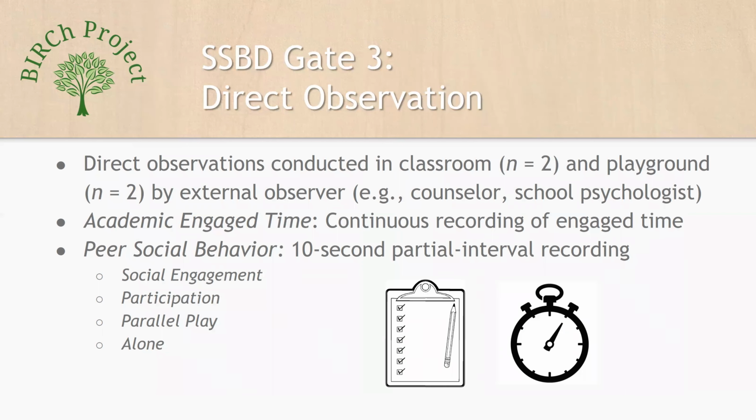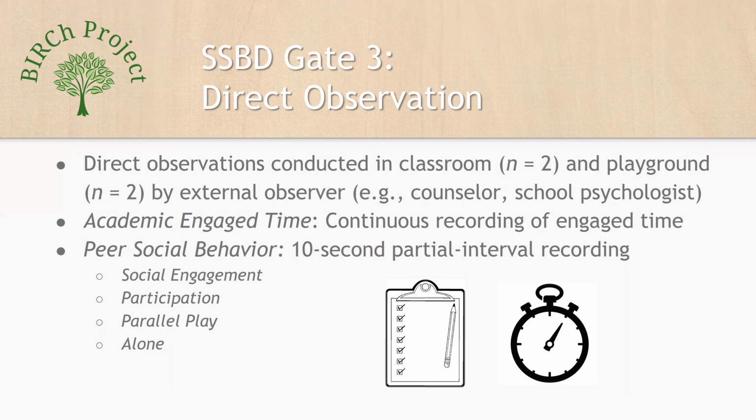For those students who exceed the criteria on those 2 measures in the second phase, an external observer observes each student twice in the classroom and twice on the playground. The observer records continuous engaged time. So using a stopwatch, the observer records when a student is engaged, stops the watch when the student becomes disengaged, and restarts when the student's engaged again. We have a continuous recording of engaged time.